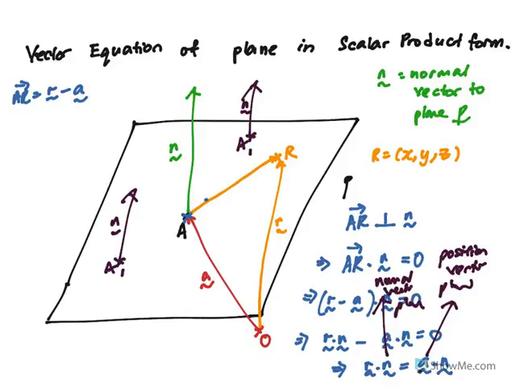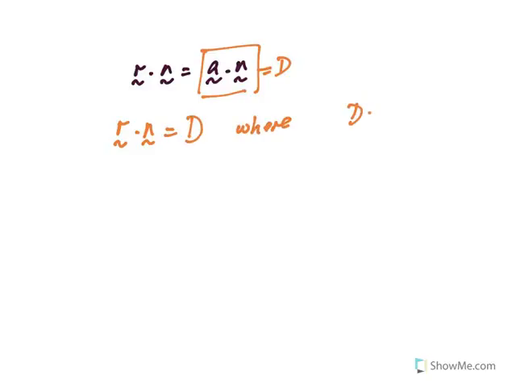With that, very quickly we obtain the equation R dot n equals A dot n, and we can assume that this gives us a constant D. Thus we have the vector equation of plane P: R dot n equals D, where D equals A dot n, and it is a constant. There's no actual geometrical meaning to see here. Basically, this D is the dot product of any position vector on the plane with n.